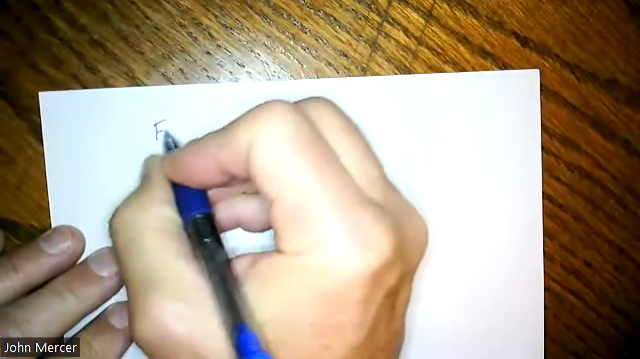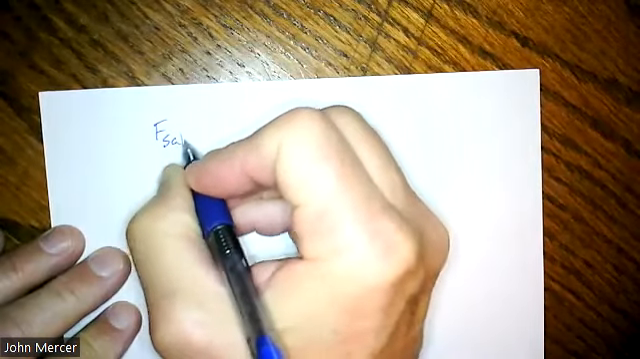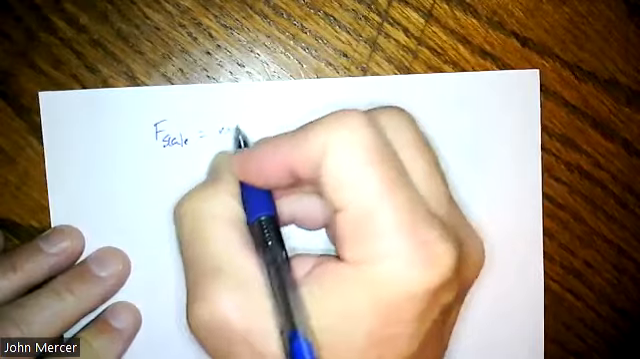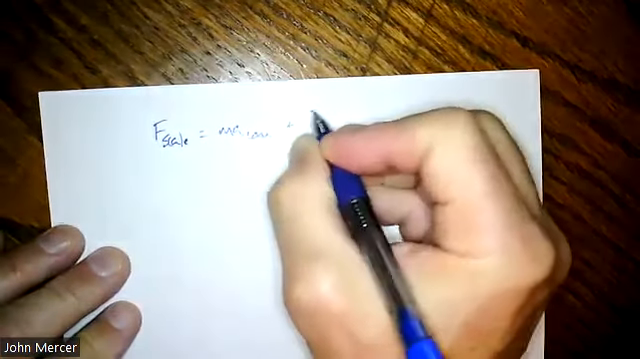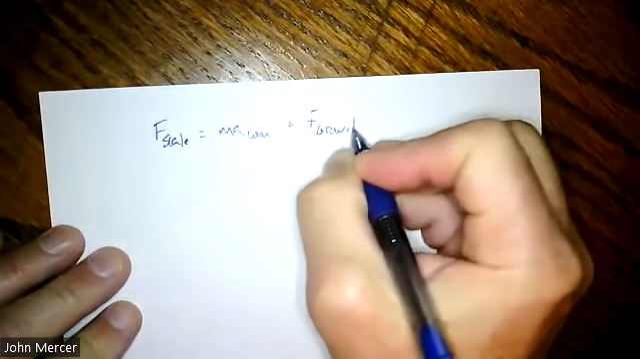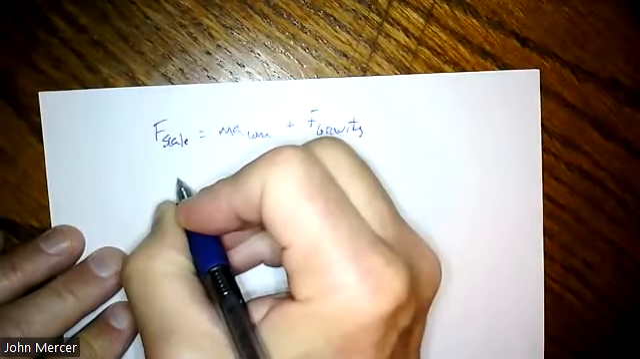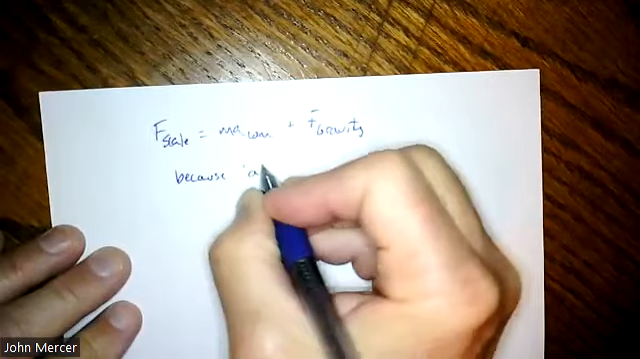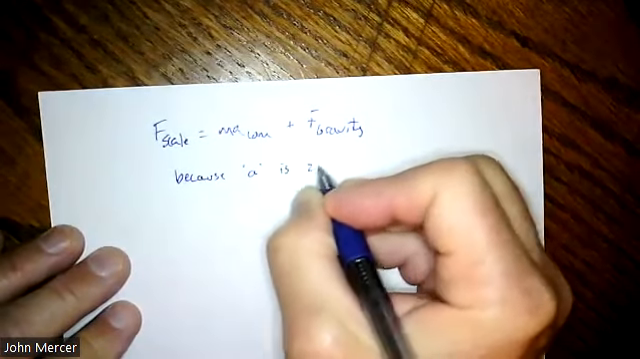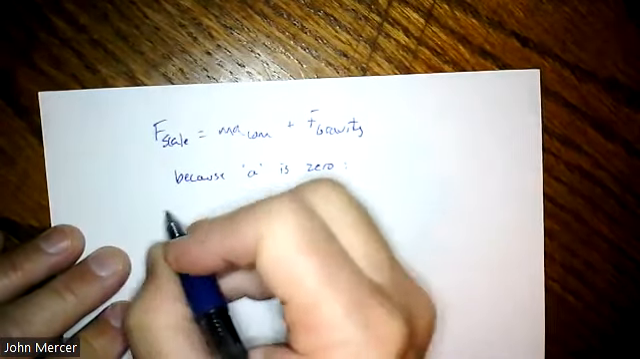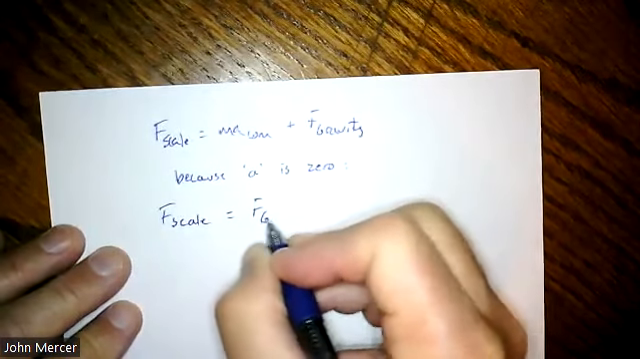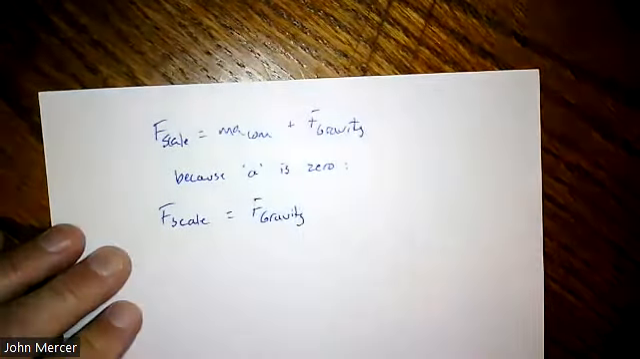And if I take that equation, I'll put it up here again, F scale equals m a com plus F gravity. And I'll just emphasize this because a is 0, F scale equals F gravity. And that's how we weigh an object.